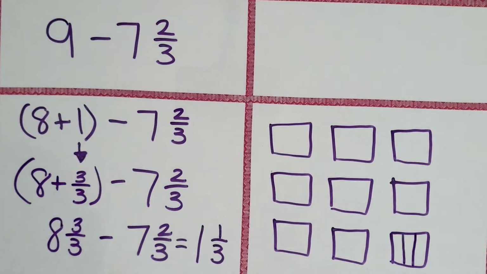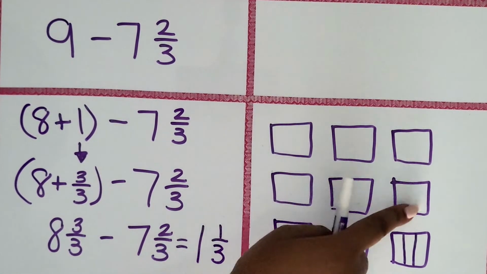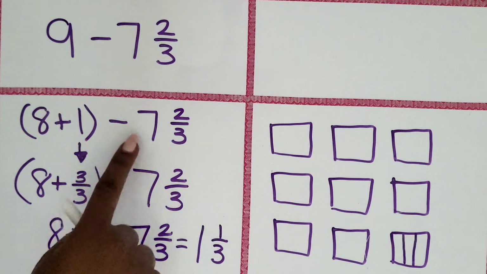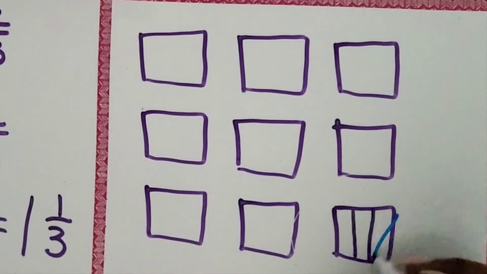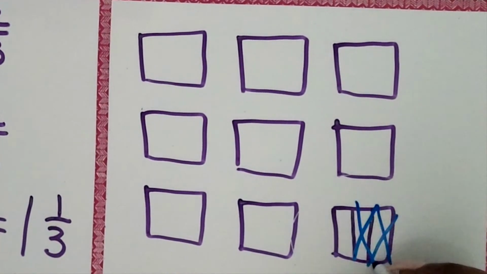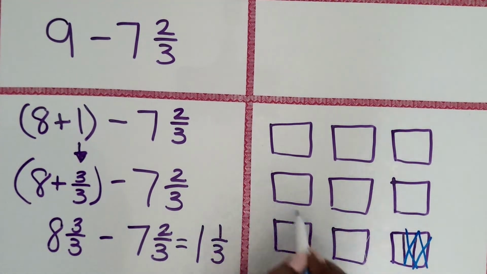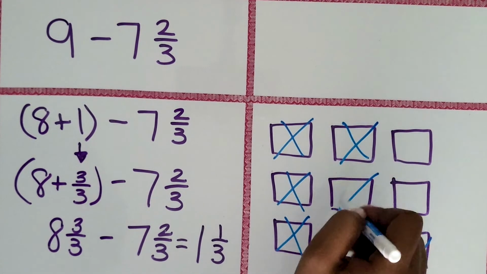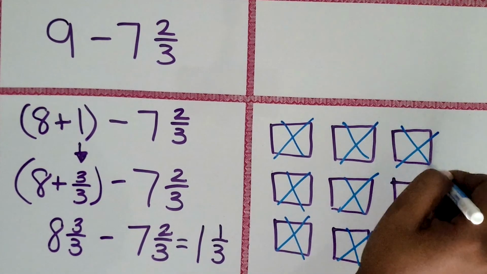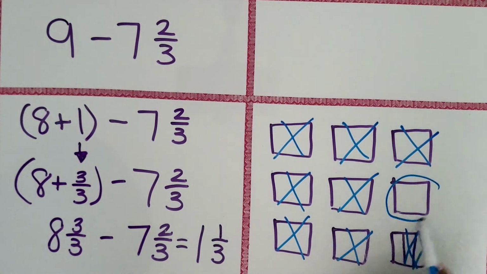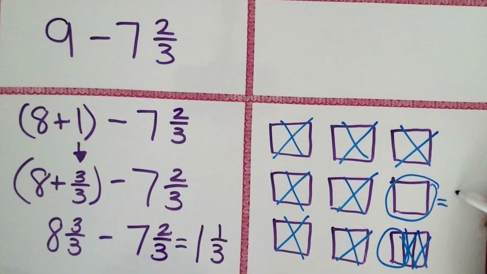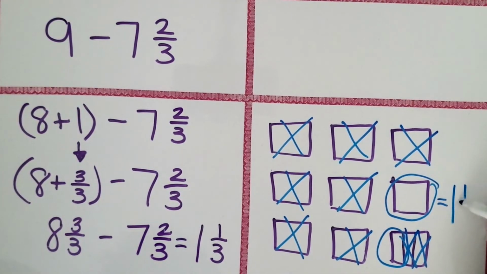So we can make our whole into thirds. So we still have 8 and 3/3. So now that we have thirds, we can subtract the 7 2/3. 1/3, 2/3. 8 minus 7: 1, 2, 3, 4, 5, 6, 7. 1 whole left. And 1/3. So again, our difference is 1 and 1/3.